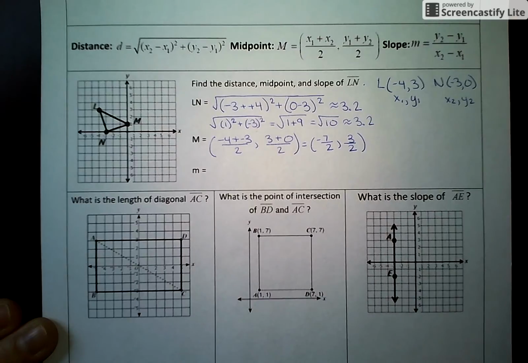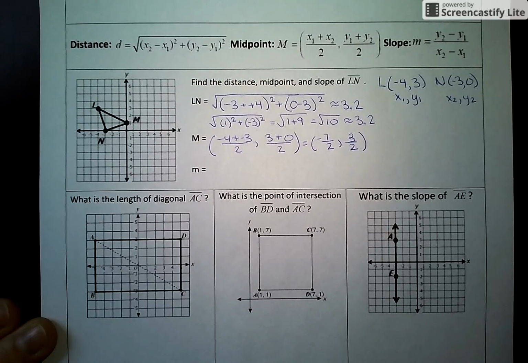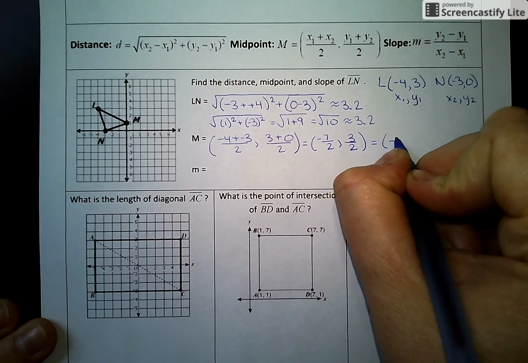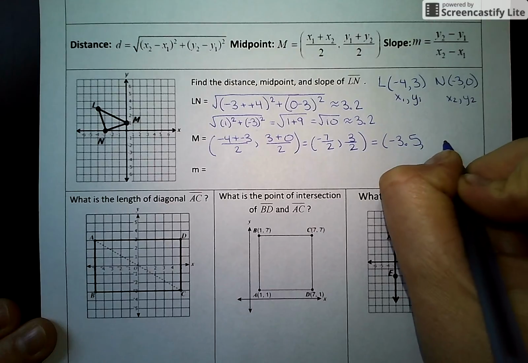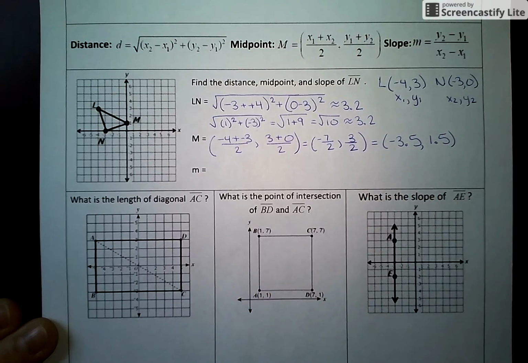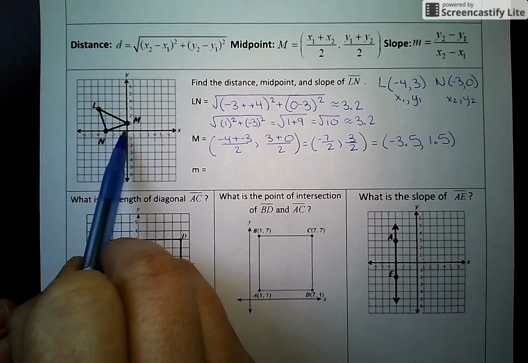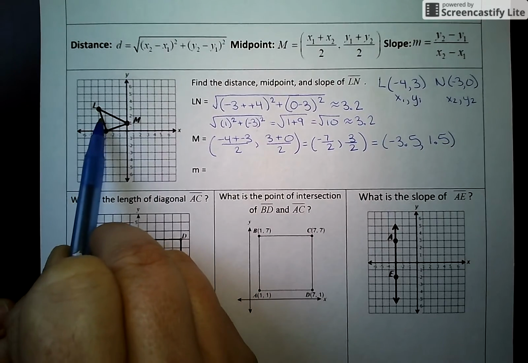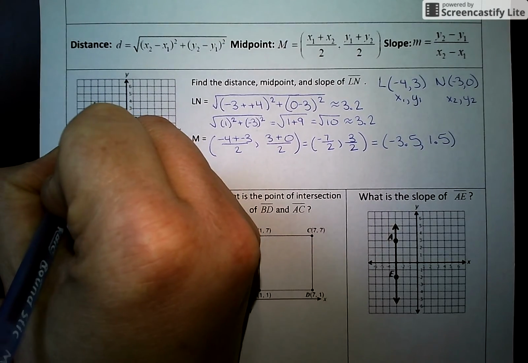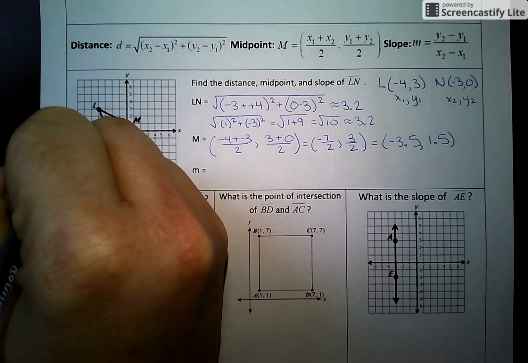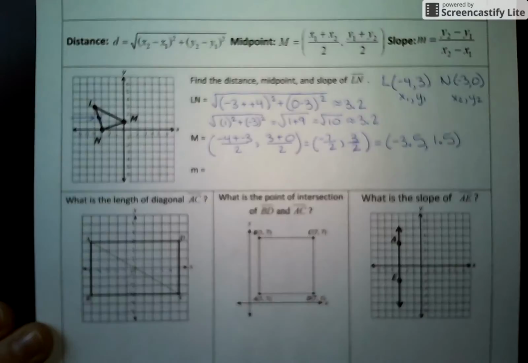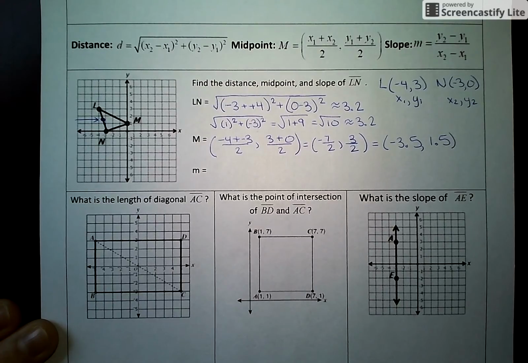And if you would prefer to see those as mixed numbers or decimals, just convert them. -7 divided by 2 is -3.5, and 3 divided by 2 is 1.5. Now we can confirm our midpoint on the graph. Starting at the origin, I'm going left 3.5 blocks and up 1.5 blocks. There's the midpoint, right on the line in the middle between L and N.